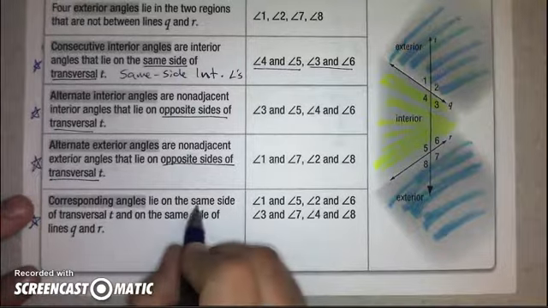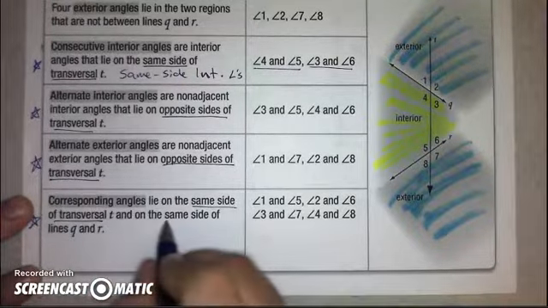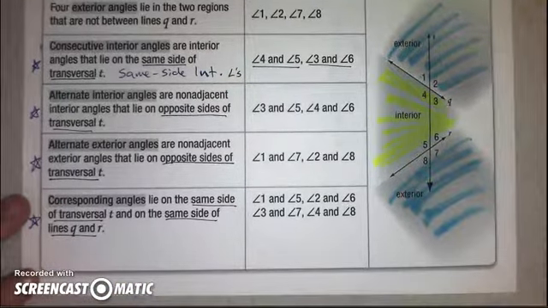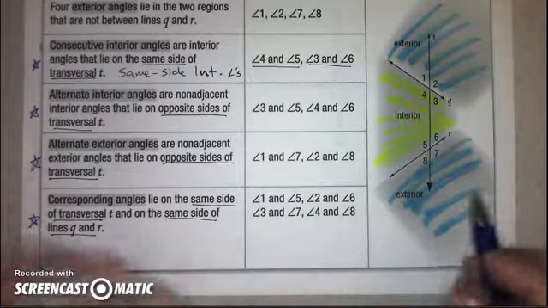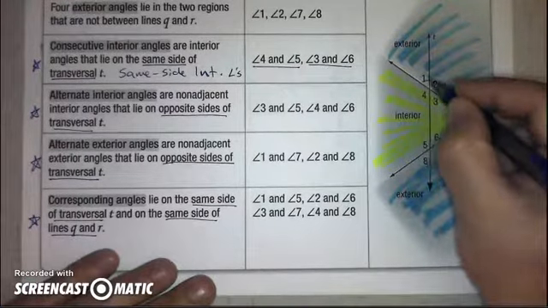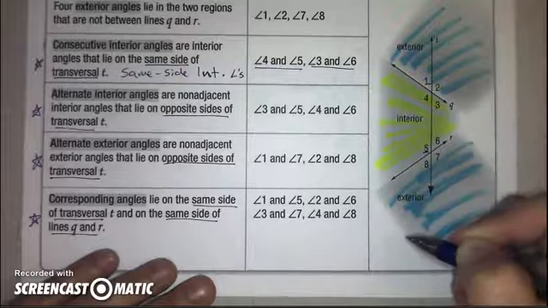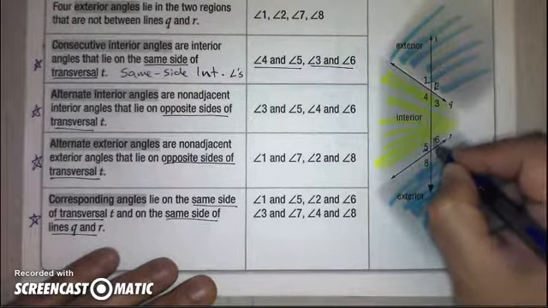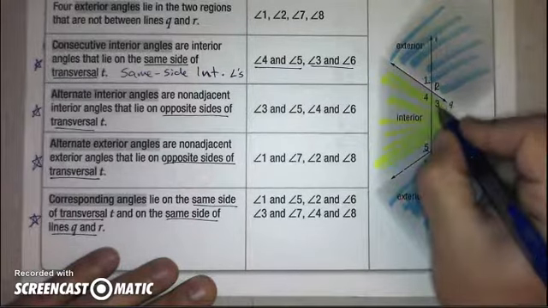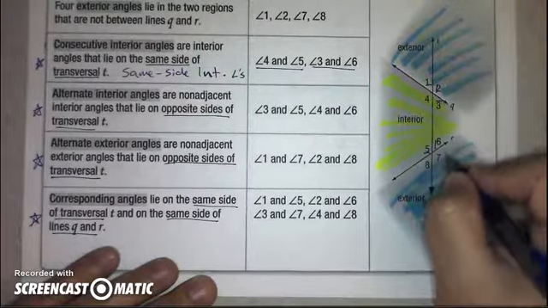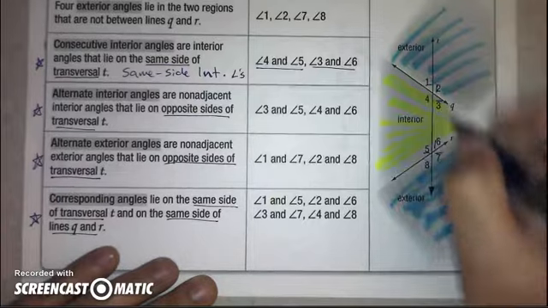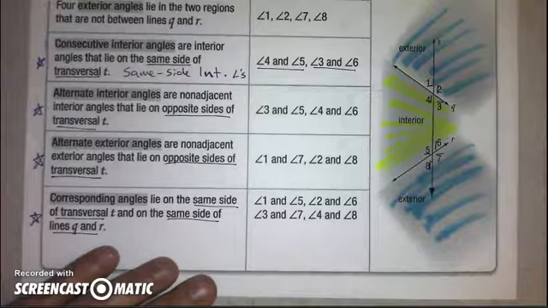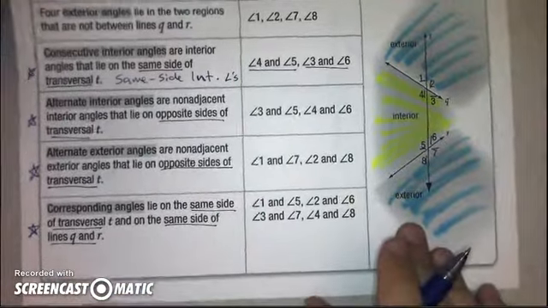And then lastly, we have corresponding angles. Corresponding angles lie on the same side of the transversal and on the same side of their respective lines P and Q. Corresponding, again, meaning in the same position. So we have many pairs of corresponding angles. Angle 1 and angle 5 are corresponding angles. Angle 2 and angle 6 are corresponding angles. Angle 3 and angle 7 are corresponding. Angle 4 and angle 8 are corresponding.